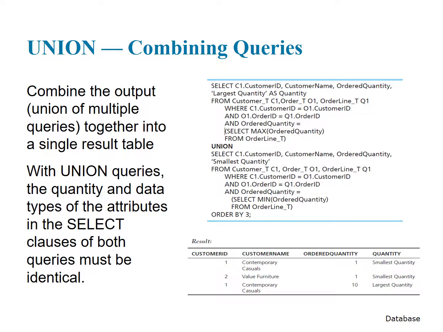C1 table customer ID, customer name, order quantity, 'smallest quantity' from customer table C1, order table O1, order line table Q1 where C1 table customer ID equals O1 table customer ID and O1 table order ID equals Q1 table order ID and order quantity equals open parenthesis select minimum order quantity from order line table close parenthesis order by 3.